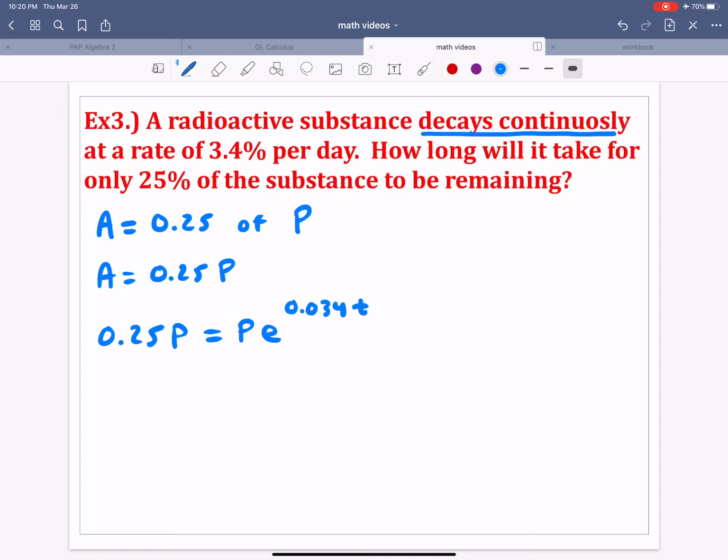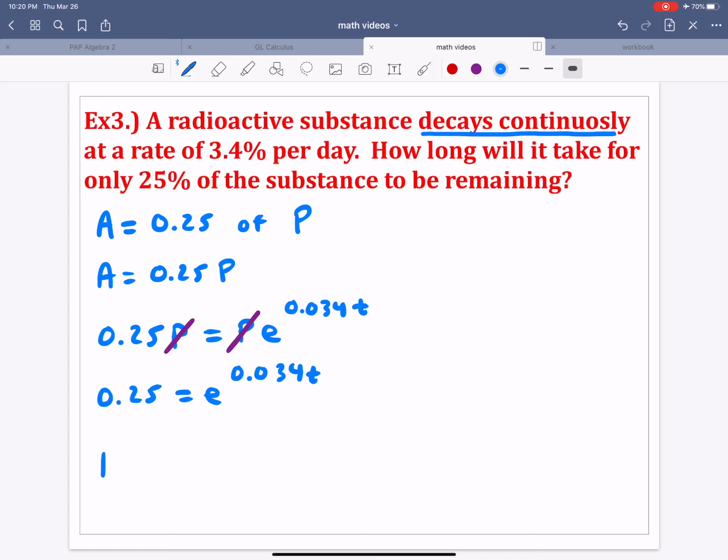Now you might be asking yourself, well, Mr. Cosette, don't we need to know how much of the substance we're starting with? And actually, no, you don't, because you know that what's happening here is you're going to have 25% of whatever you start with left over. So algebraically, whatever that amount is would actually cancel out on both sides. It doesn't matter. So we can cancel out that variable. So we just have 0.25 equals e to the 0.034 times t.